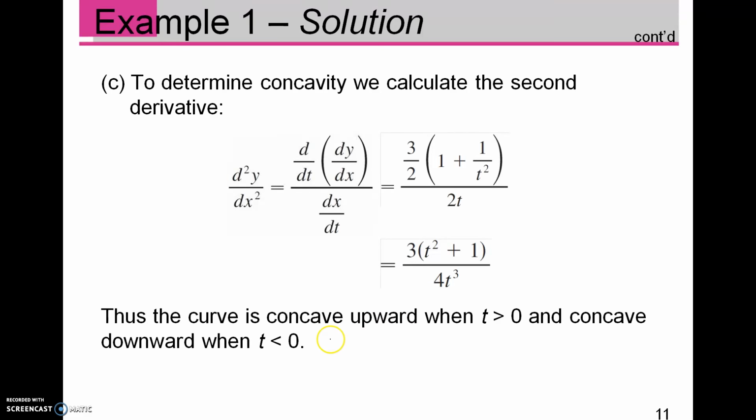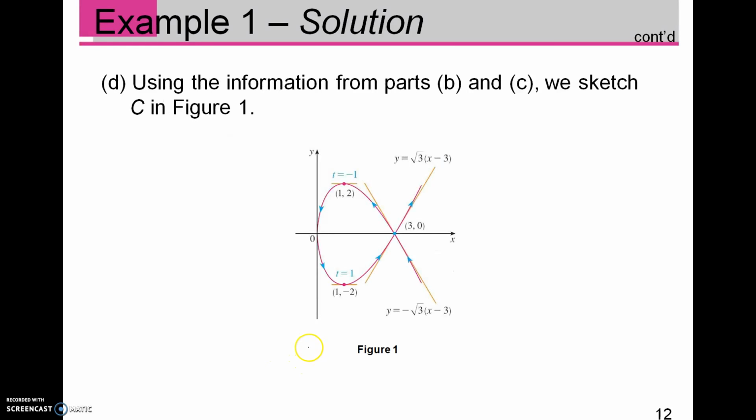All right, so we see that the curve is concave upward when t is greater than 0, and concave downward when t is less than 0. So here's our curve, and we're able to sketch it knowing that information. You can see these crosses, these two tangent lines.